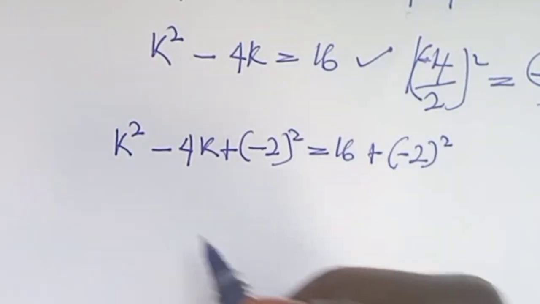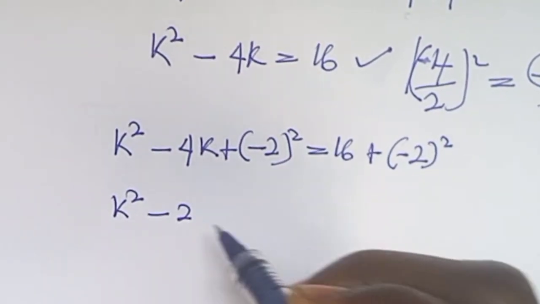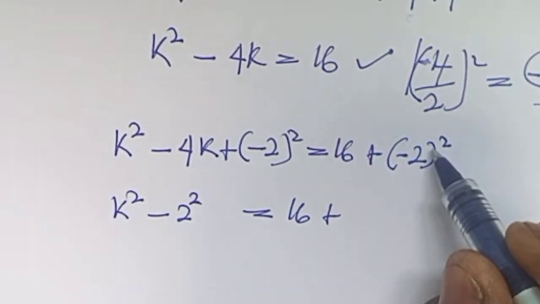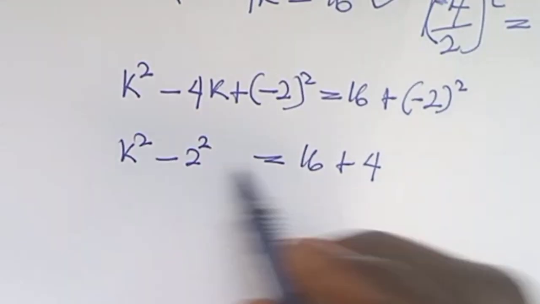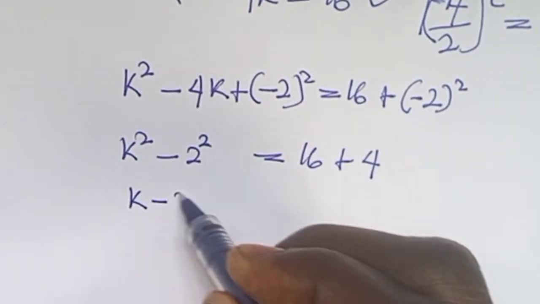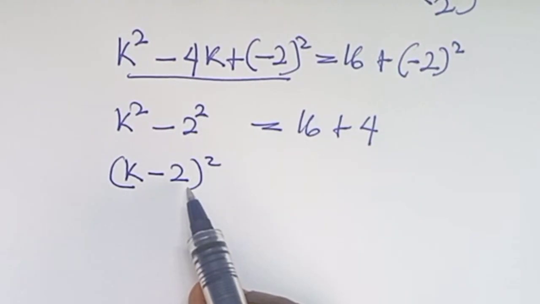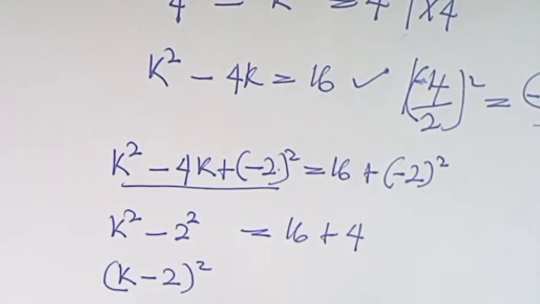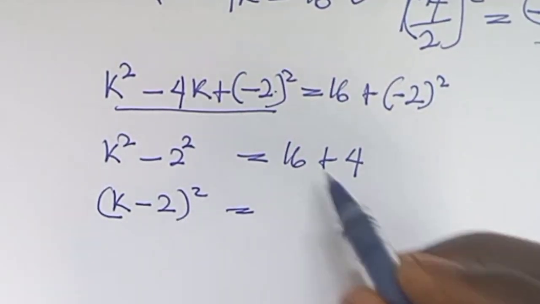So if we simplify this further, we're going to have k to the power of 2 minus 4k plus 4 equal to 16 plus (minus 2) squared, which is 4. And this can be written as (k minus 2) all to the power of 2. So the left-hand side is a perfect square, which is represented as this. If you open this up, we're definitely going to come back to this point, and we're fine. So we can therefore say (k minus 2) to the power of 2 is equal to 20.